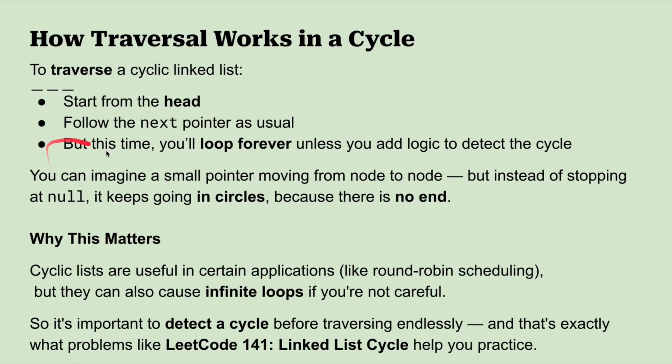So you take a small pointer and move from node to node, but instead of stopping at null, it will keep going in the circle because there is no end node. So why does this matter? Why is the cyclic linked list in demand?